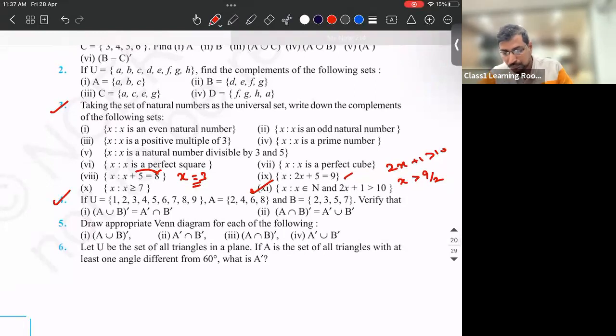Fourth one. Universal set is 1, 2, 3, 4, 5, 6, 7, 8, 9. Yeah, Ashwin, tell me this.